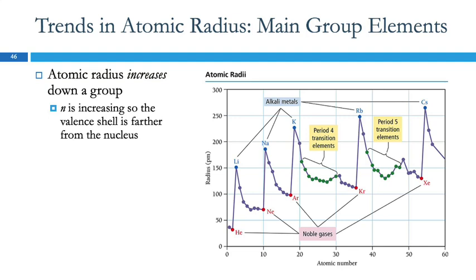And this makes sense because as you're going down a column, you're going to be increasing the highest principal quantum number, right? So helium has its valence electrons in the first level, neon's in the second level, argon's in the third level, etc. So we're adding electrons to larger orbitals, and so the atom gets larger.